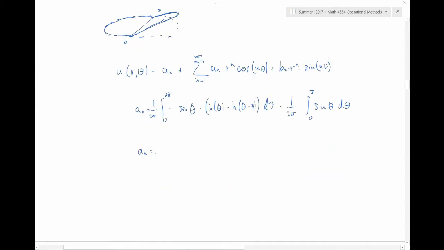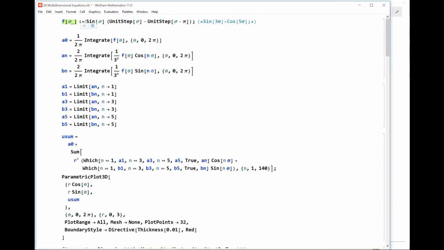The coefficient an is going to be 2 over 2 pi, so it's 1 over pi, times 1 over 3 to the power n, times the integral from 0 to pi, because that's the only region where the boundary condition is non-zero, and the Bn is computed according to our formula. This is the function that's been given to me.